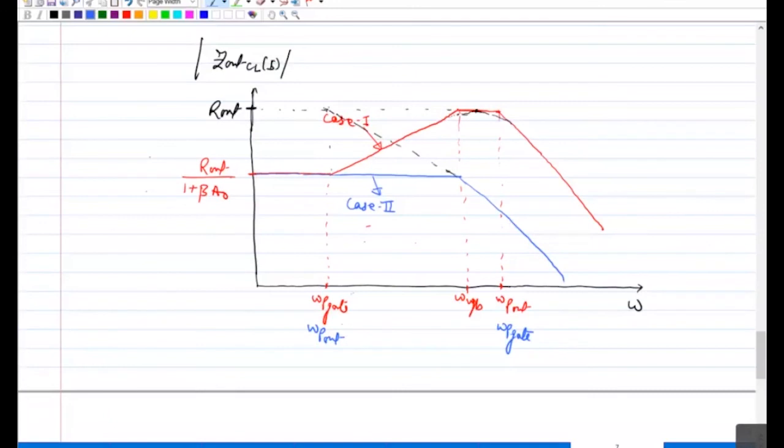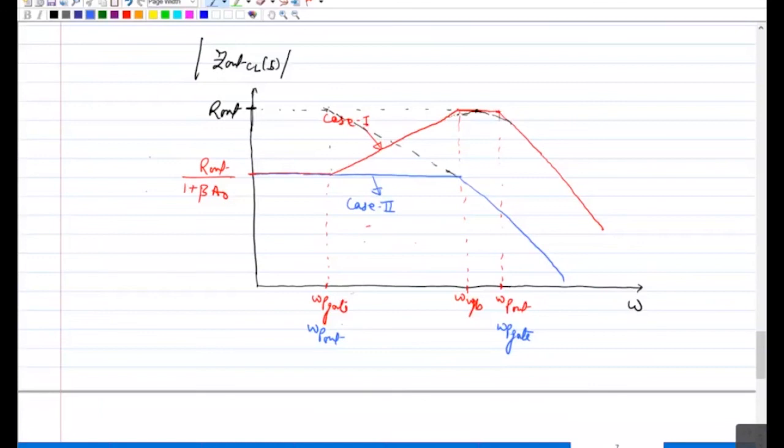And if you look at your closed loop response, that is also the same, because after omega UGB it will be falling with the same first order response, and they will coincide with each other. So there is no effect of the zero as such when you make the output pole dominant. So which one is better, case 1 or case 2?